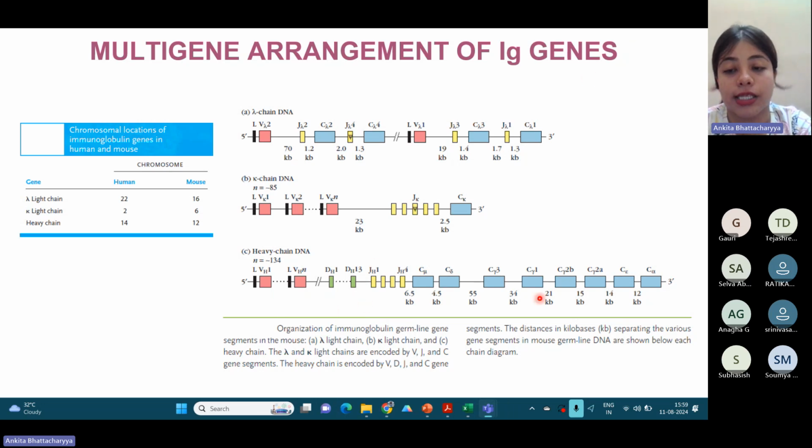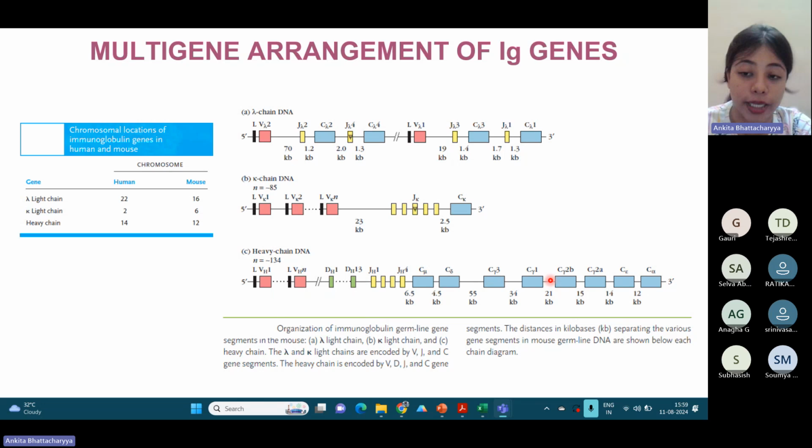For heavy chain, you see several different subclasses. Right now, you don't need to get into the details of these. For gamma, you see gamma 1, gamma 2A, 2B, gamma 3. We'll come to all of that. These are the IgG subtypes, not needed right now. But what you see are gene segments for all of the different subtypes of antibodies where the constant regions vary.